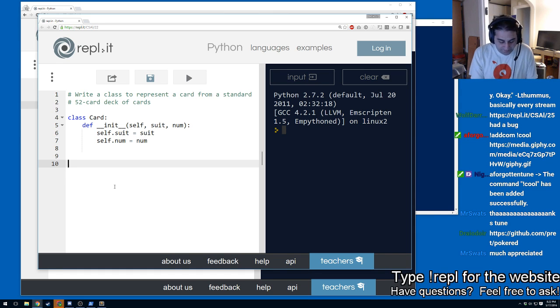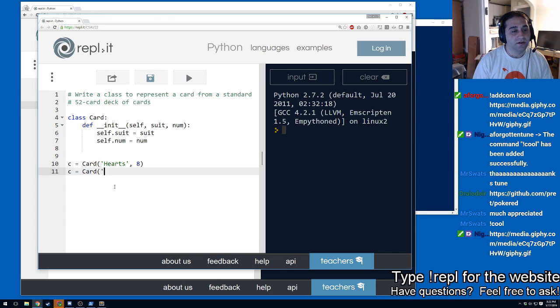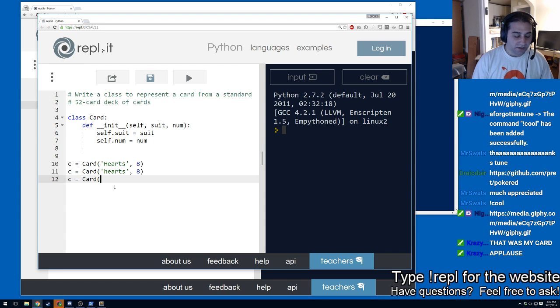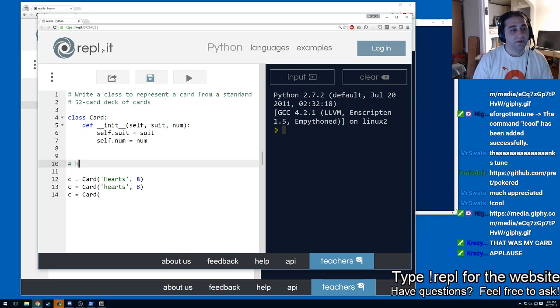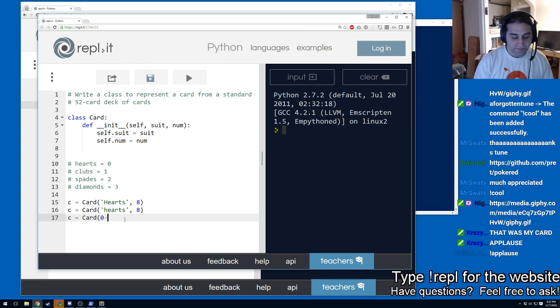So now, let's go ahead and pick a card. Any card. All right, the Eight of Hearts. So if I wanted to make the Eight of Hearts, I could do a couple things, right? You can do c equals Card(Hearts, 8). I could do c equals Card(Hearts, lowercase 8). I could do something like, maybe if we had hearts equals 0, clubs equals 1, spades equals 2, diamonds equals 3, you could do something like Card(0, 8).